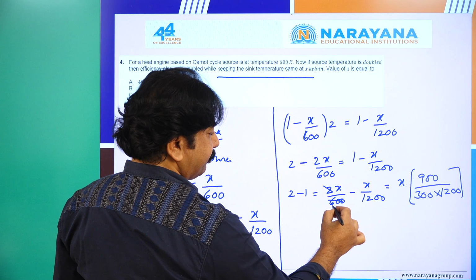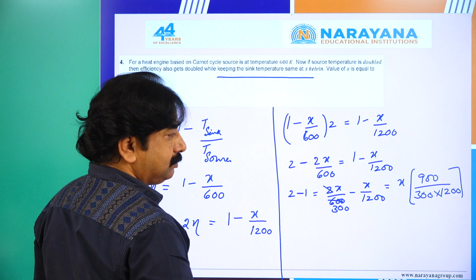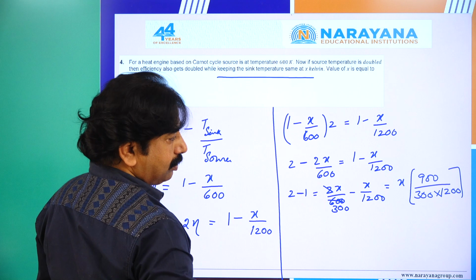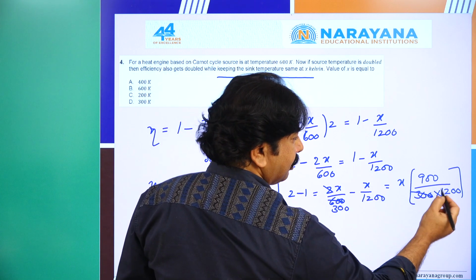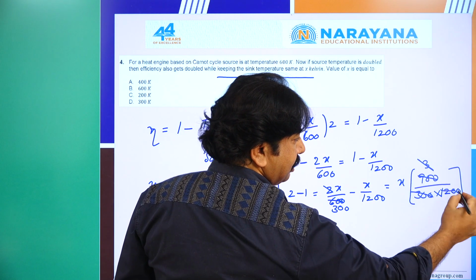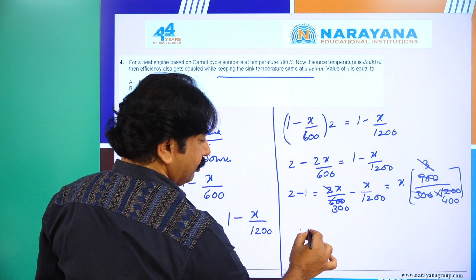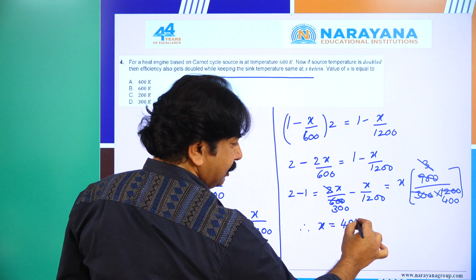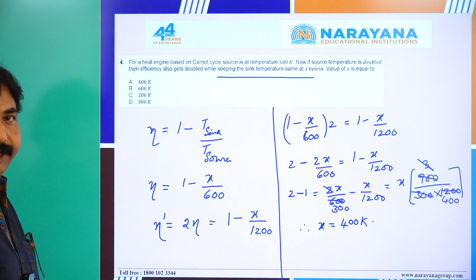Already you know this factor. So x take common, and after subtraction of the vectors, values. Now 1200 minus 300 is 900. This value we are getting. This is 3 times. Again this one is calculated, 400. Now x is equal to finally 400 Kelvin. That is the value we are getting.